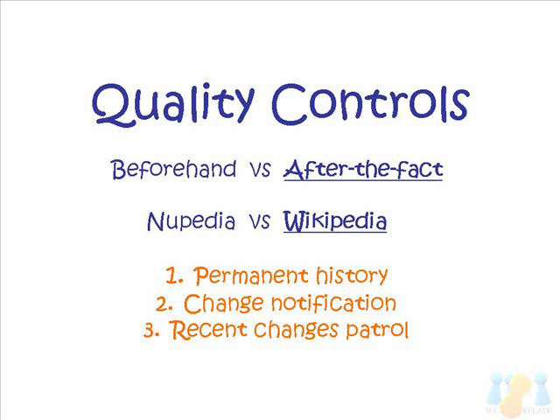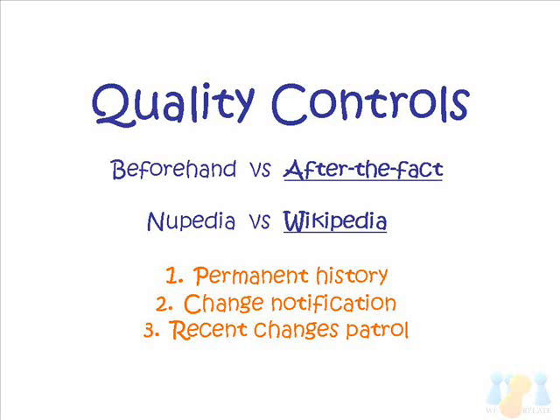Second, they have a change notification process so that whenever a change is made to an article, people who are interested in that article receive an email notifying them that the article was changed and allowing them to see exactly who changed the article and what they changed and when. Finally, Wikipedia has a recent changes patrol where volunteers review all of the changes that are made to Wikipedia to make sure that obvious mistakes and spamming doesn't enter into the articles.